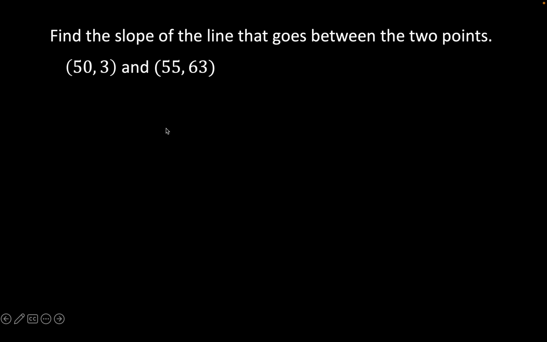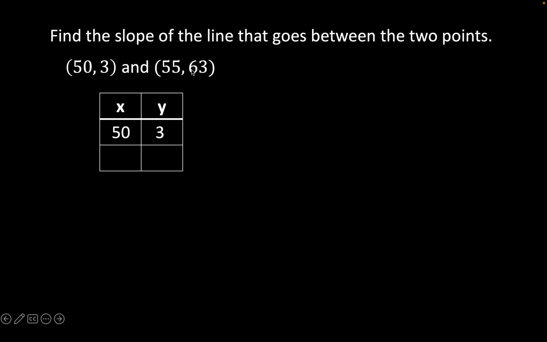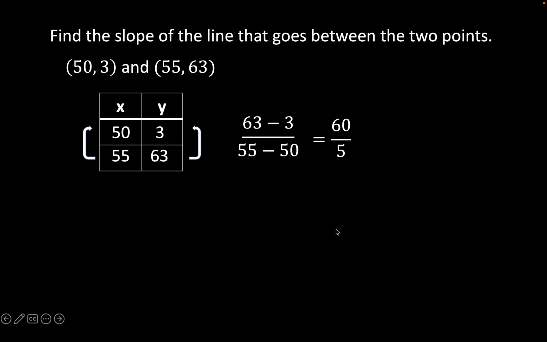Doesn't matter how big the numbers get. Again, as long as you follow the process, you should be good. Here, we're going to again take the table and copy 53 into the first two spots. Take 55, 63, copy it into the next two spots, and do the work. 63 minus 3 on top. 55 minus 50 on the bottom. 63 minus 3 is 60. 55 minus 50 is 5. 60 divided by 5 is 12. Again, it's very basic, very straightforward.